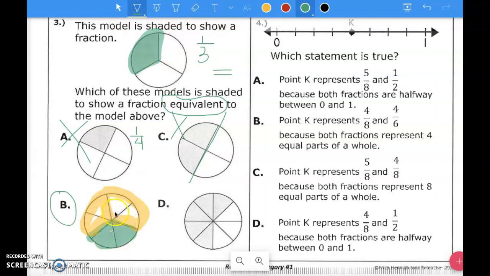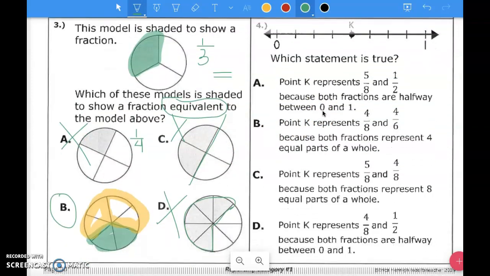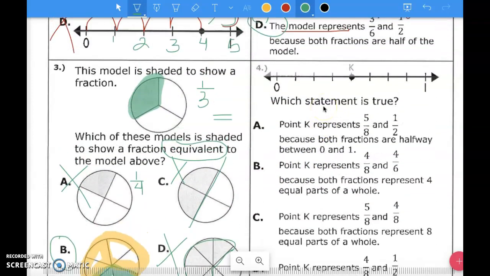Can you see? This one is more than a half. It's more. This is the half and a little bit more than a half. This is not even the half of it. So that cannot be. You have to use your observation skills and your logic. Number four, which statement is true? I have no idea. I need to look at my number line. One, two, three, four. So this is four out of how many?